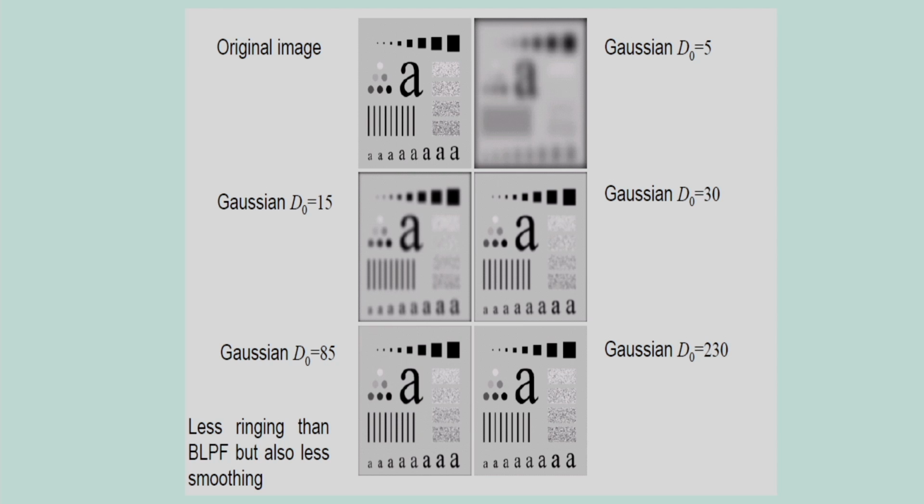Then in this case, there is less ringing than the Butterworth low pass filter, but also less smoothing. The blurring will be less, ringing artifacts will be less, but also there is less smoothing. So I have shown the comparison between the ideal low pass filter, the Butterworth filter, and also the Gaussian low pass filter. And in this case, one important concept that you have to understand is the concept of ringing artifacts and the blurring.